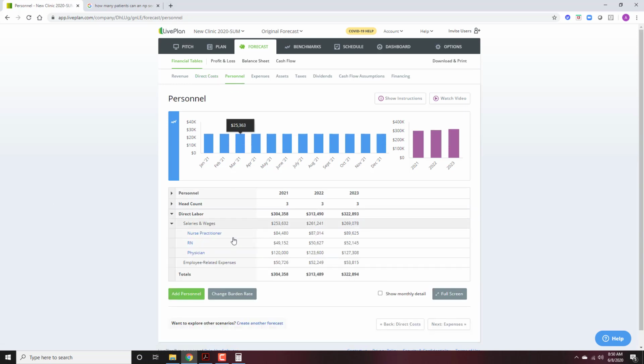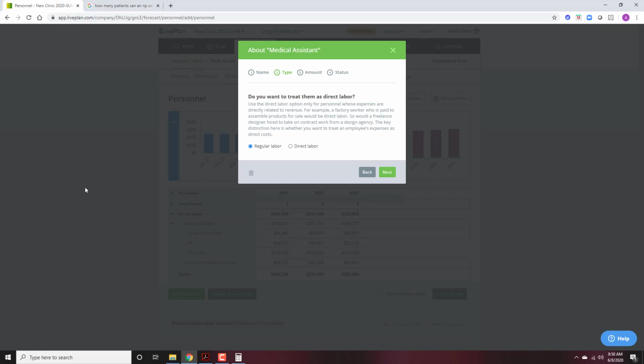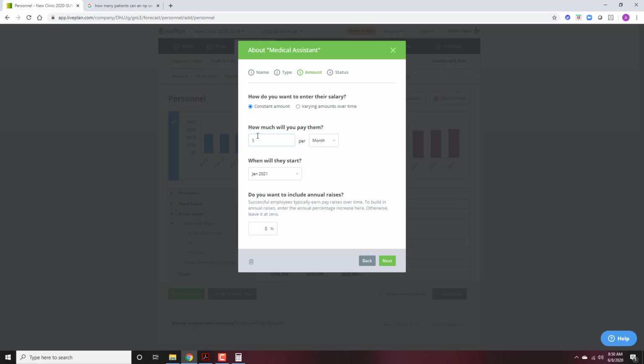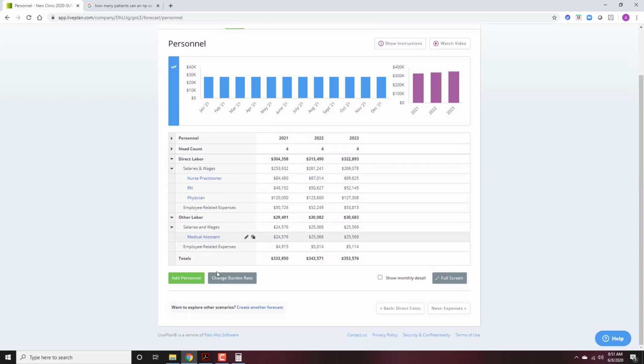Let's add some other personnel that aren't direct. So add personnel, and we're going to add a medical assistant. And the medical assistant is regular labor. They're not direct because they assist everyone and we can't assign it directly to the patient, and they'll assist the front desk. So the medical assistant makes $24,576. I looked up how much they make per hour and I multiply that by 2080 for the whole year. And let's just say they get a 2% raise every year. Save and close.